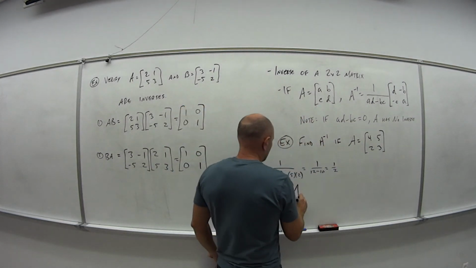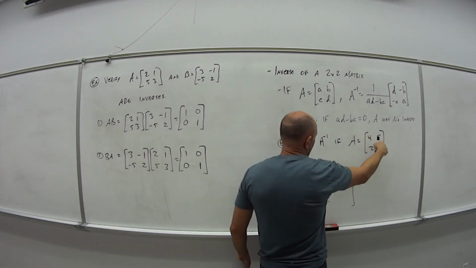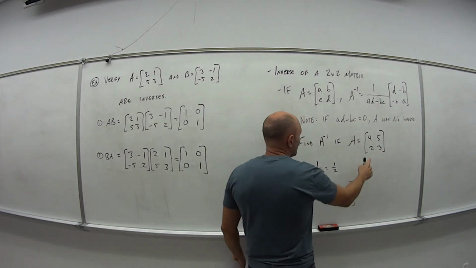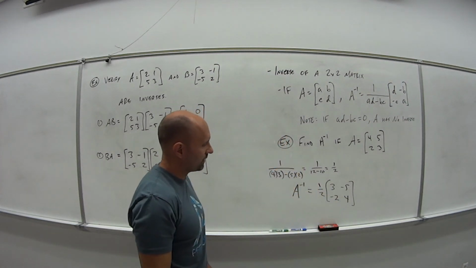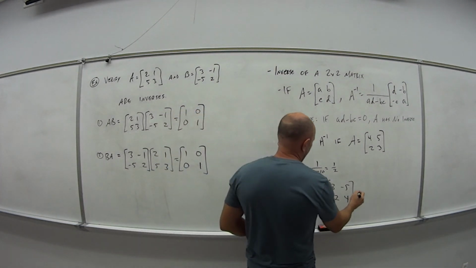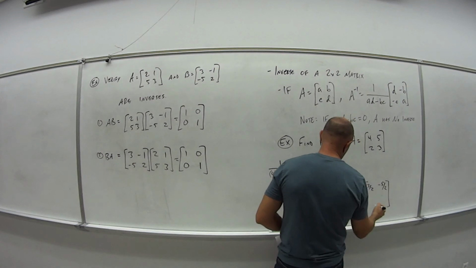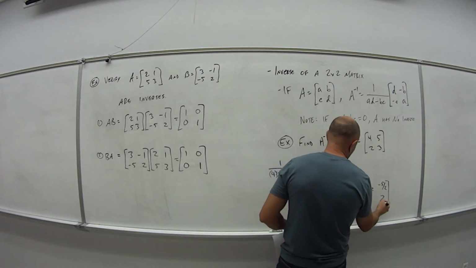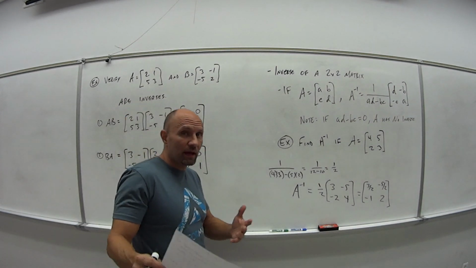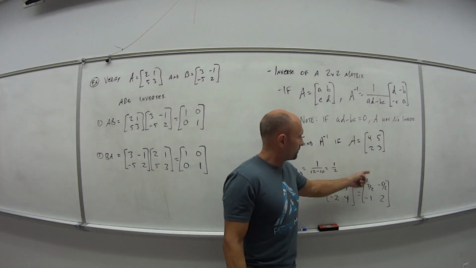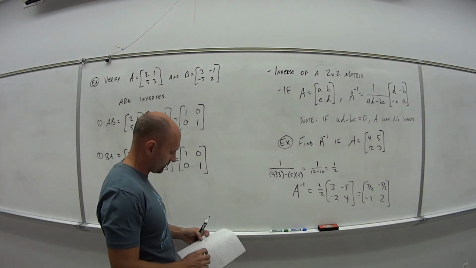So A inverse is 1/2 times, now what do I do? I switch a and d, so this becomes 3 and 4. These guys get negative signs: leave them in their position, but put a negative sign on them. Now distribute that half, so you end up with 3 halves, negative 5 halves, negative 1, and positive 2. If this was on an exam and you had some time, you wanted to check your answer, you just multiply these two. It should give you a 2 by 2 identity matrix.